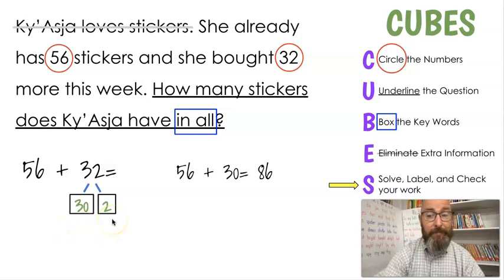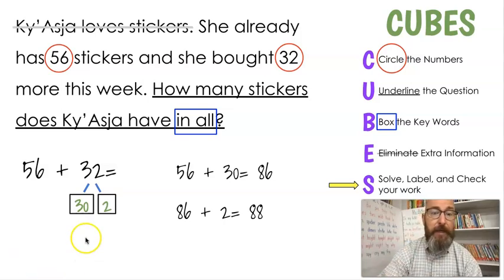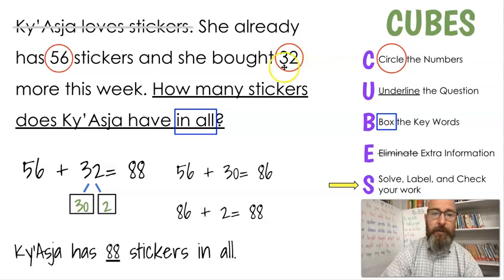Now it's time to add our 2. And if you remember, we always add it to where we left off. So our new equation is going to be 86 plus 2. What's 86 plus 2? 87, 88. We've added our 30, we've added our 2, which means we're done adding, so we know that 56 plus 32 is 88. Now we've solved it, but we need to label it. So we're going to, again, use our question. Kyasia has 88 stickers in all. And that's how we do it.